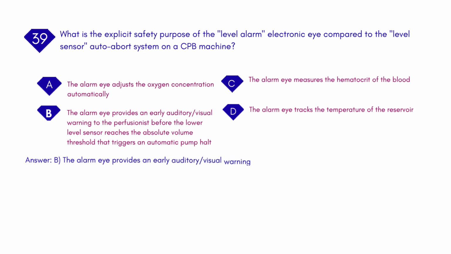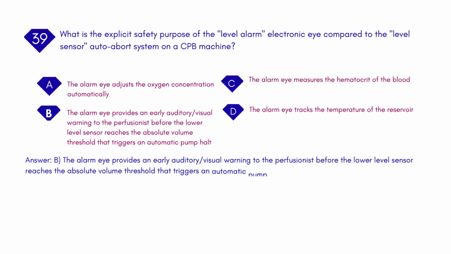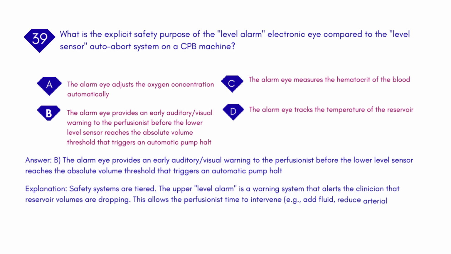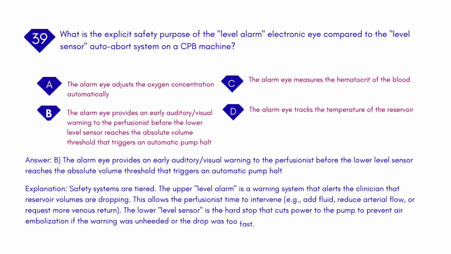Answer: B. The alarm eye provides an early auditory/visual warning to the perfusionist before the lower level sensor reaches the absolute volume threshold that triggers an automatic pump halt. Explanation: safety systems are tiered. The upper level alarm is a warning system that alerts the clinician that reservoir volumes are dropping. This allows the perfusionist time to intervene, e.g., add fluid, reduce arterial flow, or request more venous return. The lower-level sensor is the hard stop that cuts power to the pump to prevent air embolization if the warning was unheeded or the drop was too fast.